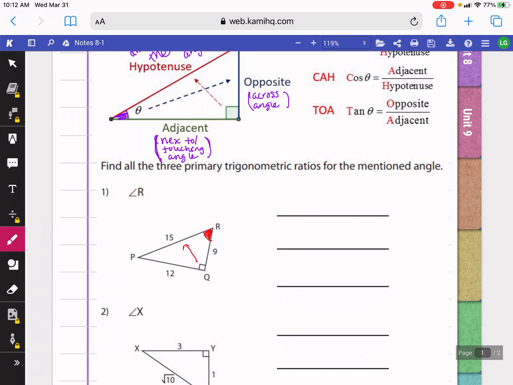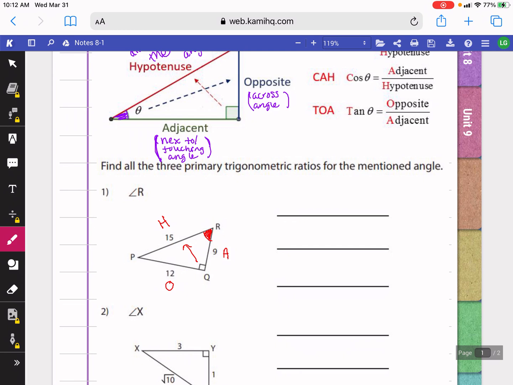Remember, your hypotenuse is always across the 90-degree angle. So I always start by labeling my hypotenuse, or my H. Then if you look at R, it's next to side 9. So it's adjacent to side 9, and it was opposite of side 12. So I labeled my letters O, H, and A so that I can use them when I'm doing SOH-CAH-TOA.